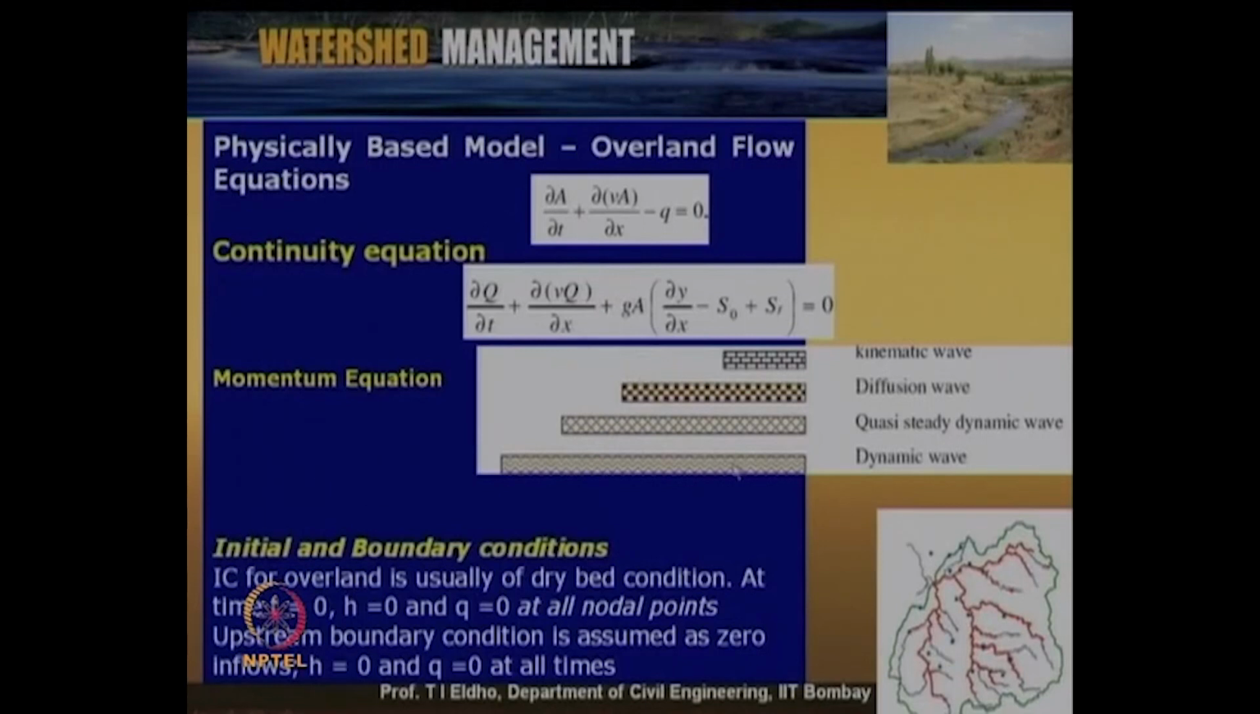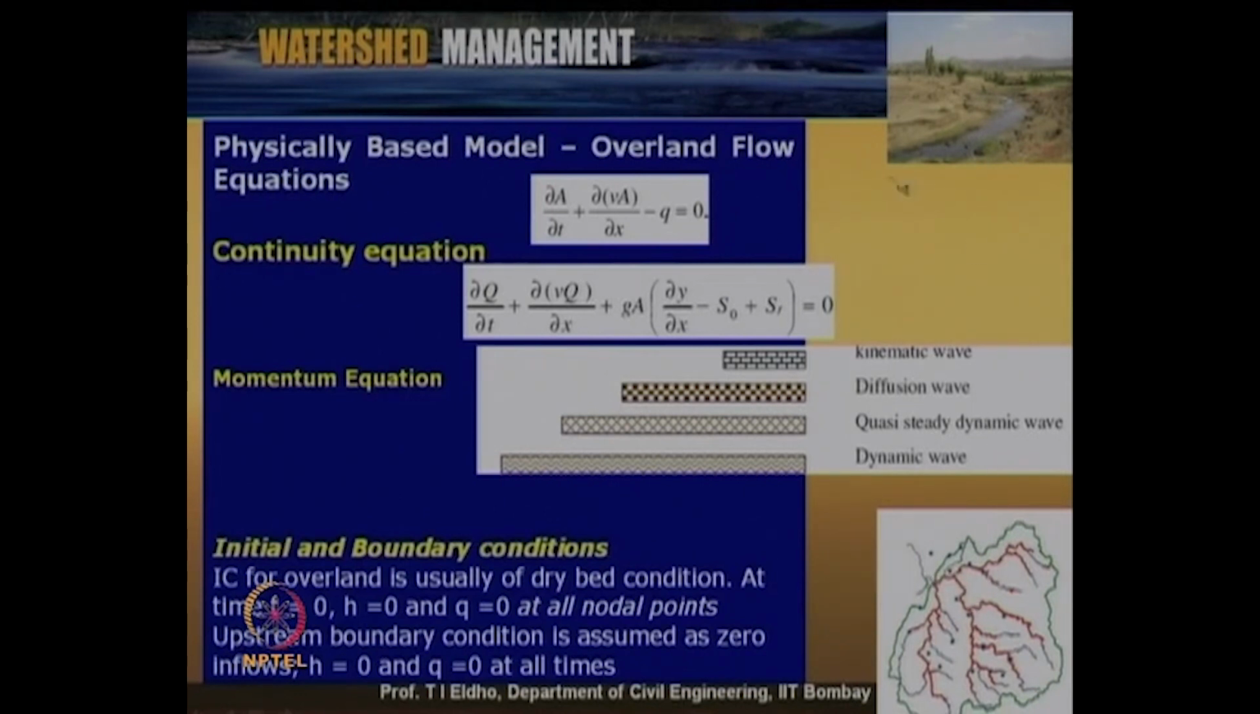And then boundary conditions are considered. For example, if this is our watershed, on the ridges of the watershed, throughout the simulation we can consider the head h is equal to 0, and the discharge per unit width also 0 on the ridges. And then at the outlet, if some values are known for either depth of flow or discharge, we can consider those values.